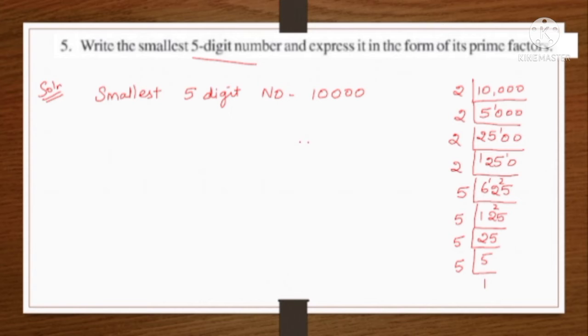So we can write 10,000 in terms of prime factors as 2 into how many 2s? 1, 2, 3, 4. 2 into 2 into 2 into 2, and then 5s, sorry, 4 5s: 1, 2, 3, 4. So 2 into 2 into 2 into 2 into 5 into 5 into 5 into 5. So this is the answer for sum number 5.